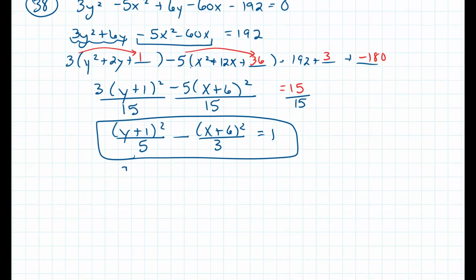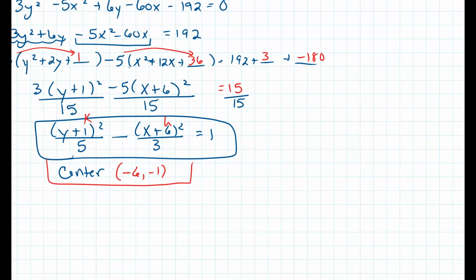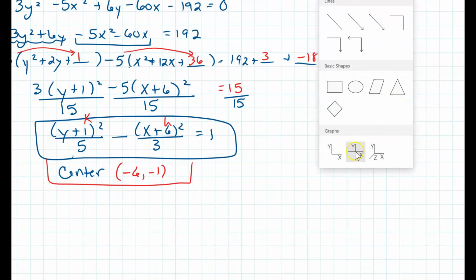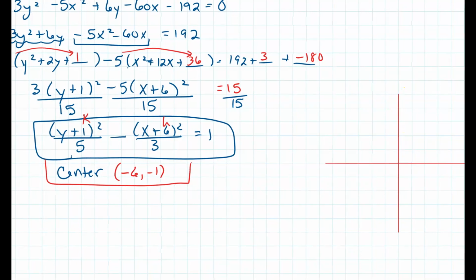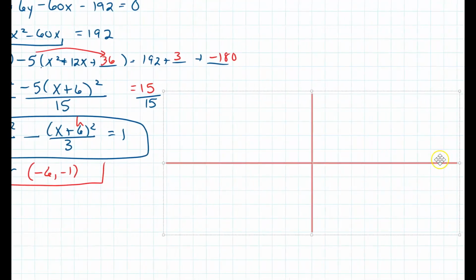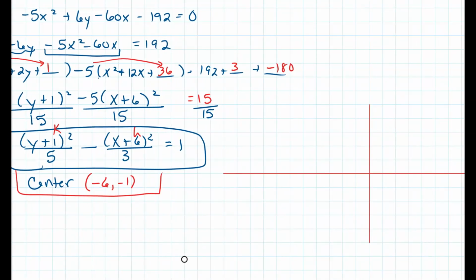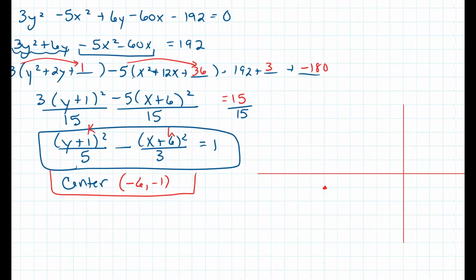Okay, now let's pick out the center carefully. Remember, the k goes with the y and the h goes with the x. So our center actually ends up being negative 6, negative 1. All right, so we want to graph this when we're working with it. So let's put in our axes real quick. I'm going to keep going here. Okay, so with this, let's put our center. We got negative 6, negative 1. So 1, 2, 3, 4, 5, 6. Negative 1.